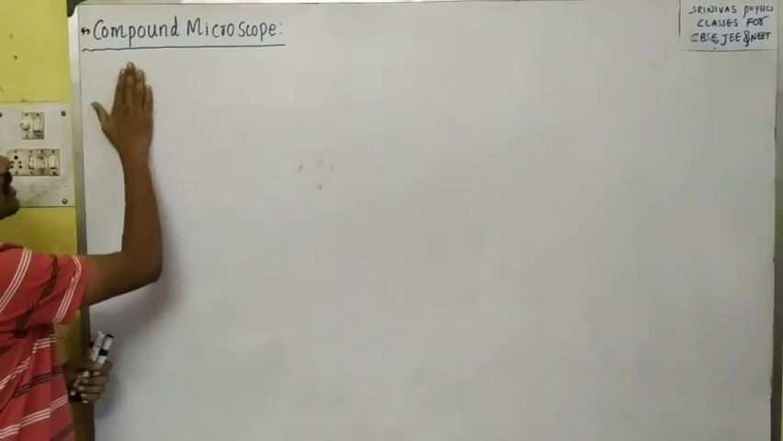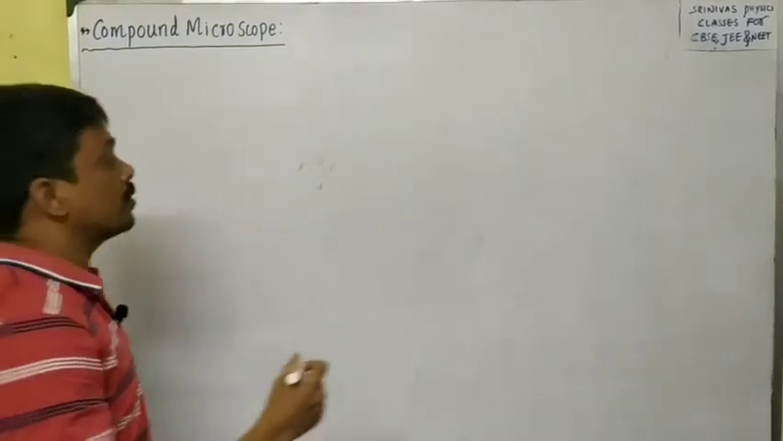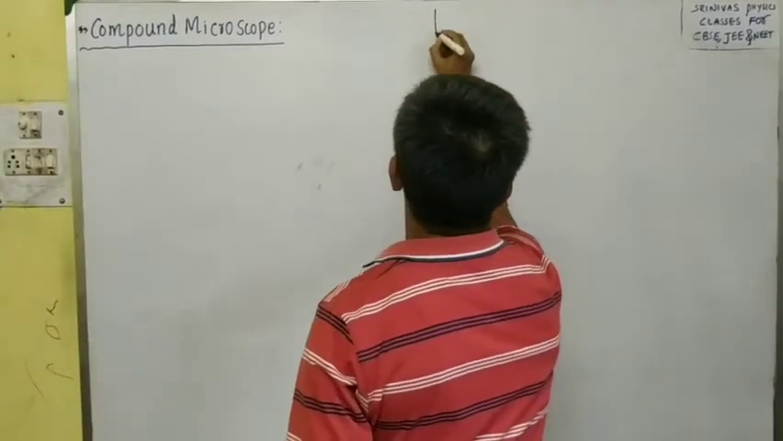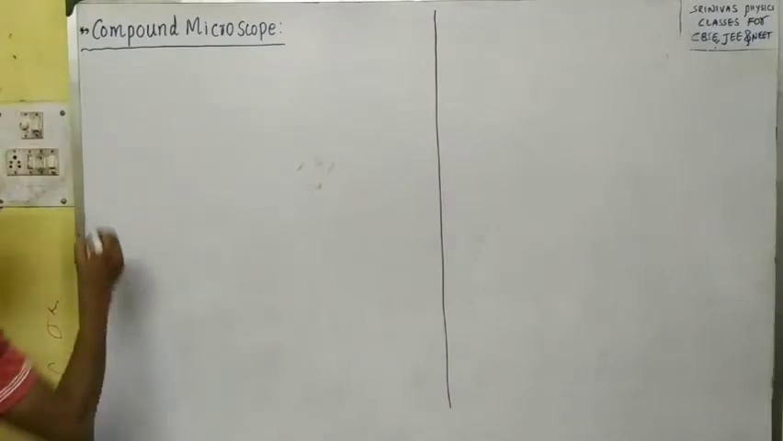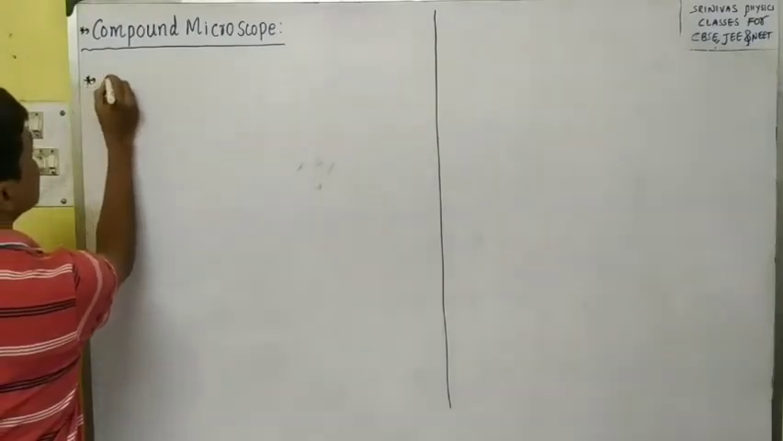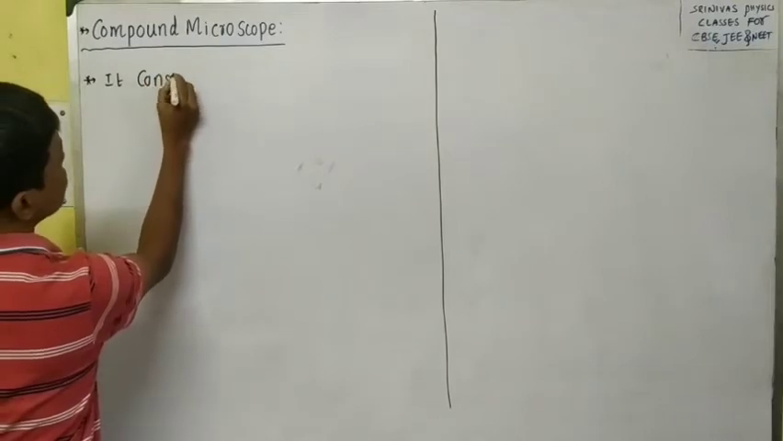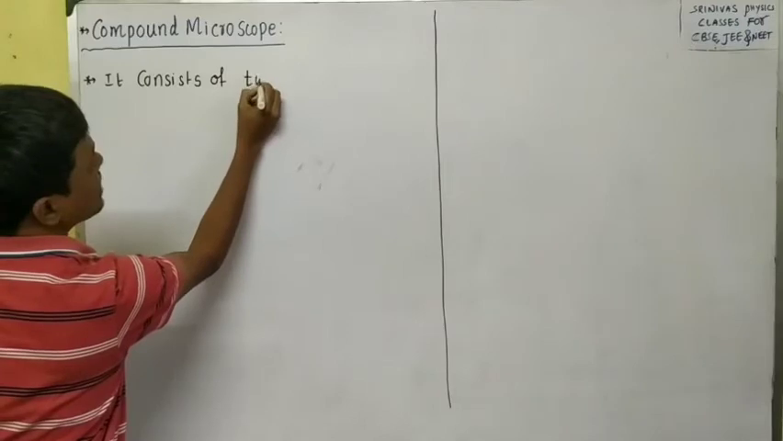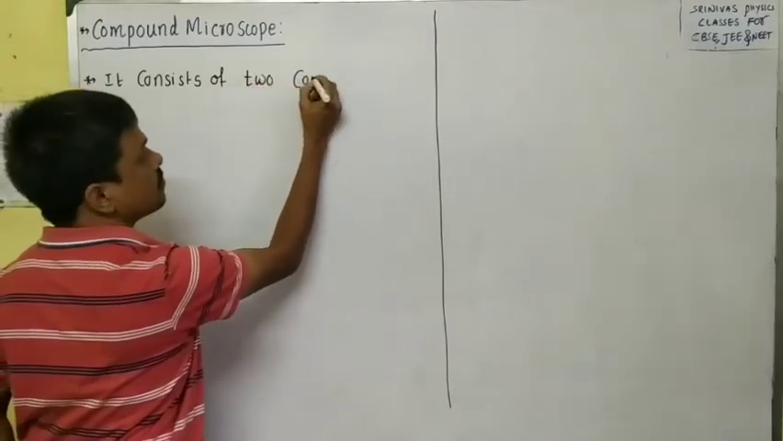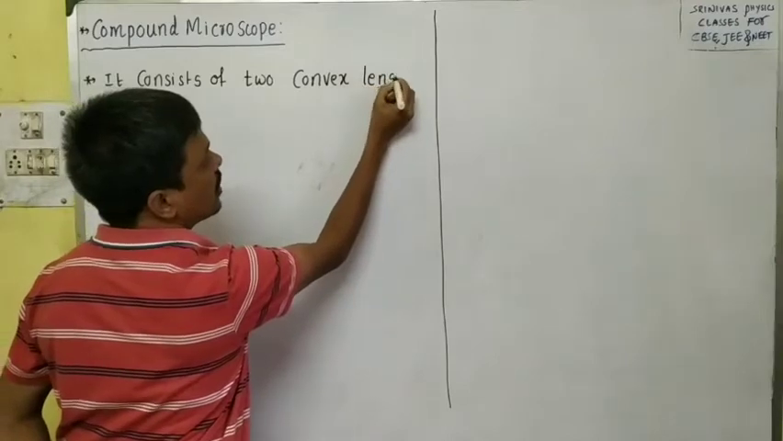Now, what is a compound microscope, what is its construction and how does it work, that I am going to explain. For that, let us see here. The compound microscope consists of two convex lenses.